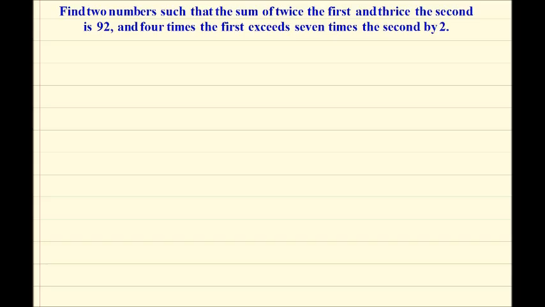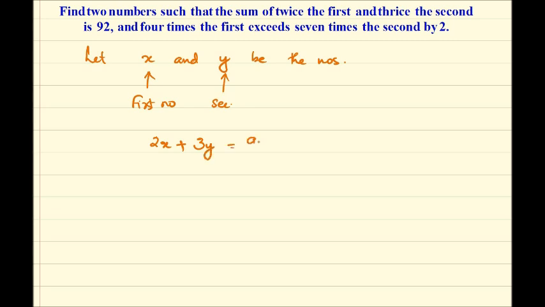Firstly, we need to formulate the equations. For that, let x and y be the numbers. That is, the first number is x and the second number is y. In the first condition, the sum of twice the first number, that is 2x, plus thrice the second, that is 3y, is equal to 92.